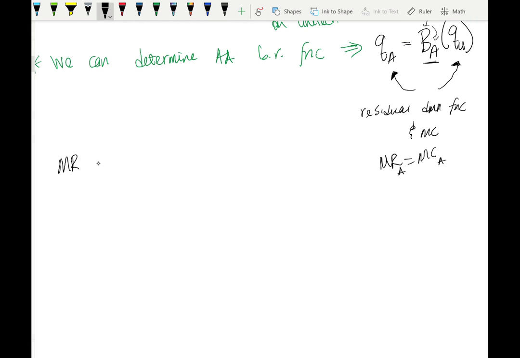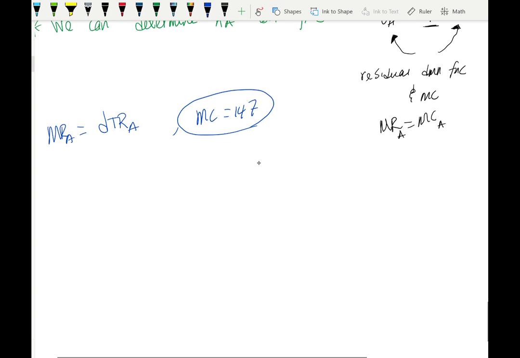I'm going to do the calculations in blue. MR is the derivative of total revenue. MRA will be the derivative of total revenue for A. We already know that MC is equal to 147. Life is great there. We can just leave that. All right, so let's get the total revenue for American Airlines. That would be P times QA. Make sense? Good. Now, we already know what QA is, but what we don't really know is P.